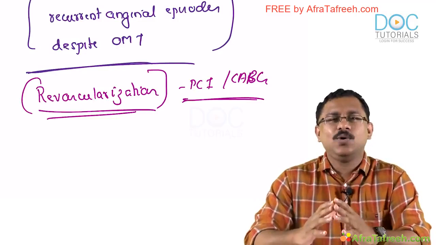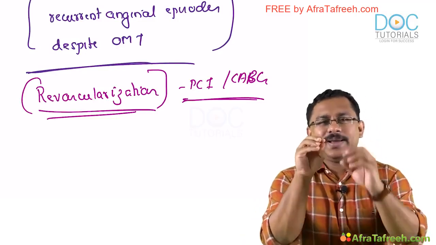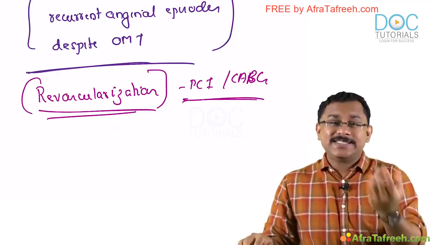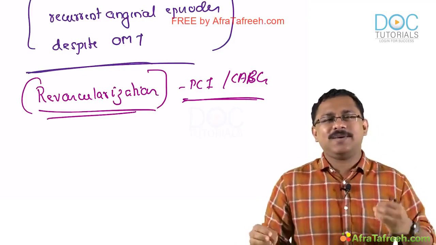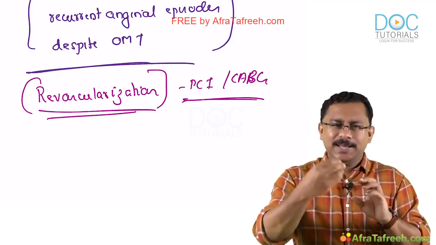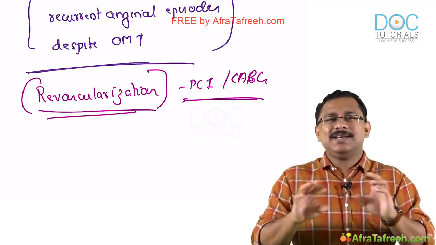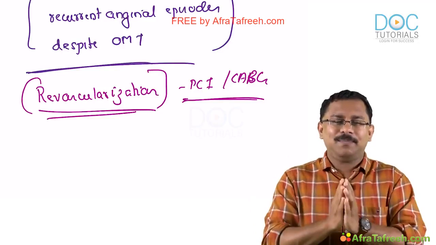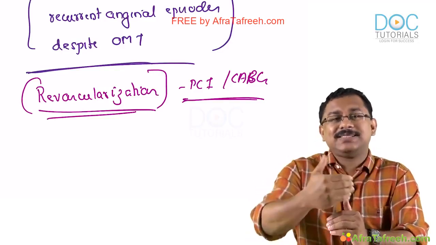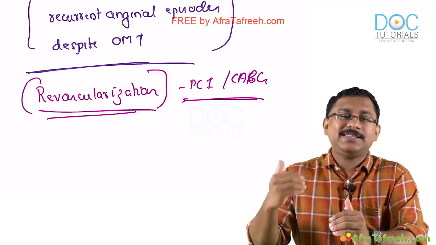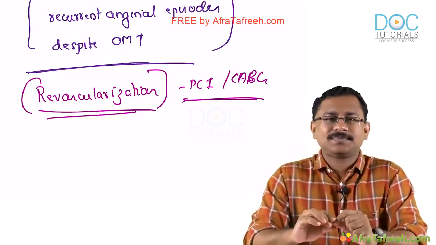Remember that is the gold standard, because you are directly visualizing the vessels. You are able to see where the block is, where the stenosis is, and the number of blocks. There may be multiple blocks within a single vessel, or blocks within multiple vessels. All these details are well appreciated in coronary angiography. So far we have discussed the investigation modalities for chronic stable angina. I hope that part is clear.